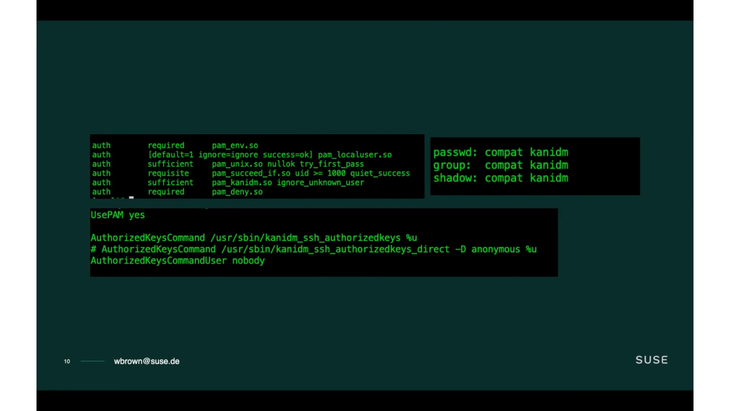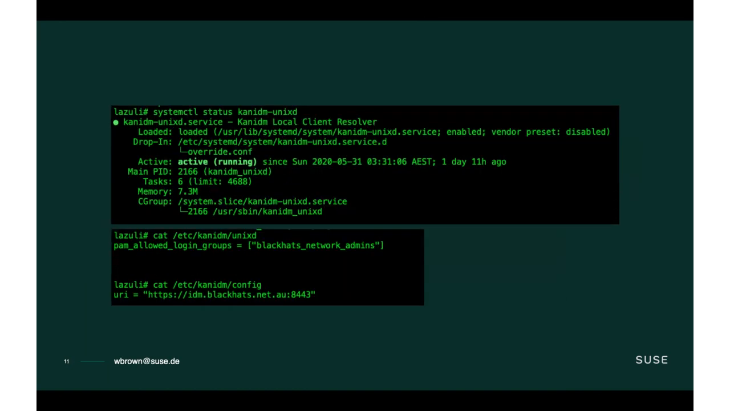And one of the other things that they do as well is they actually allow you to distribute your SSH public keys to your systems. So you can configure SSHD with the example as per the bottom. And again, this is all documented in the documentation. And it will then allow you to enroll your public keys into Kanidm, and then they'll be available on all of your servers that are connected.